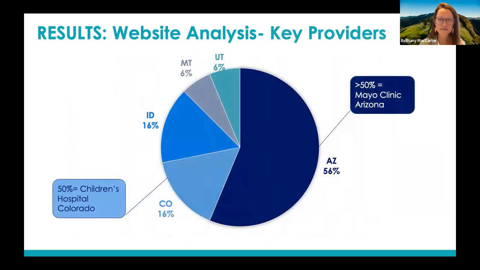So we found that for the key providers, a majority of these resources came from Arizona, and more than half of their resources were from Arizona's Mayo Clinic. Also noteworthy were resources from Colorado, in which half came from Colorado Children's Hospital, which would be a key provider for adolescents.